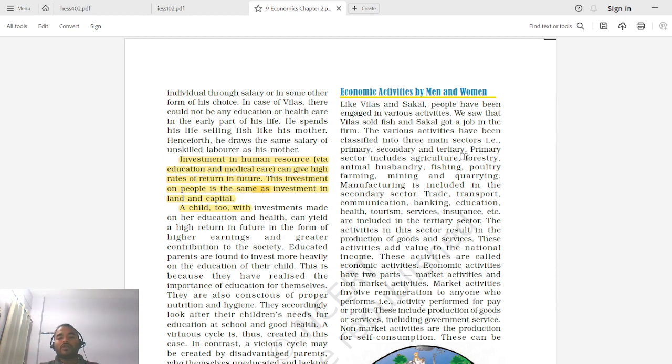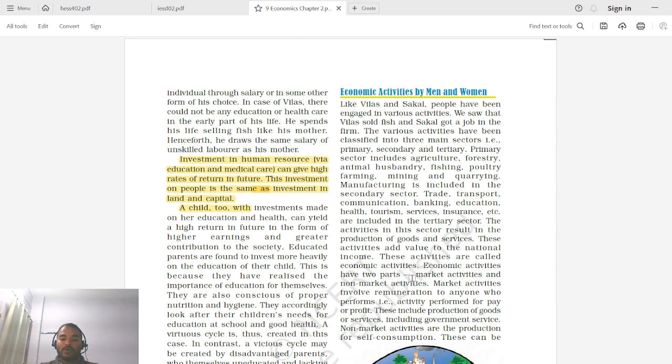Primary sectors include agriculture, forestry, animal husbandry, fishing, poultry, farming, mining and quarrying. Manufacturing is included in the secondary sector. Trade, transport, communication, banking, education, health, tourism, service, insurance, etc. are all included in the tertiary sector. The activities in these sectors result in the production of goods and services. These activities add value to the national income, that is GDP. These activities are called economic activities. So all these activities that add something to economic value are known as economic activities.